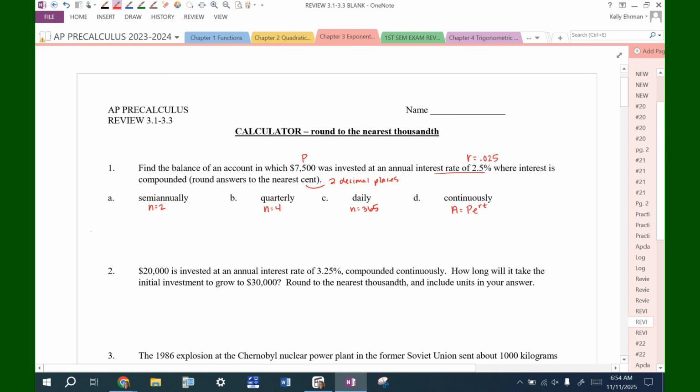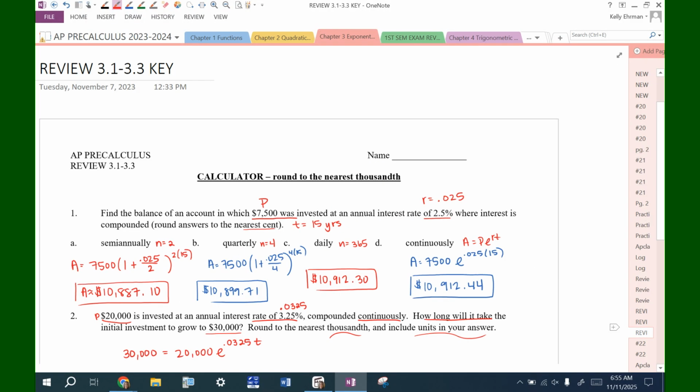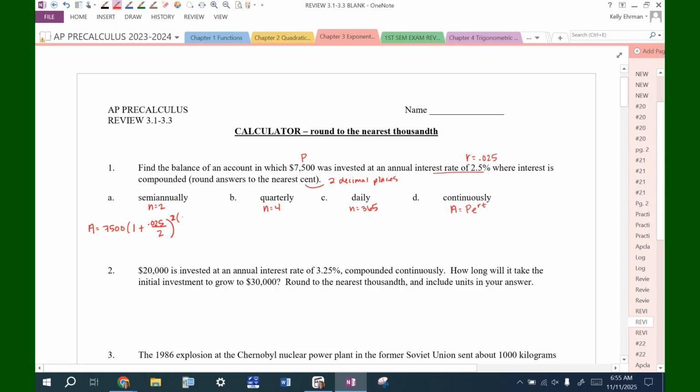All right, so for this first one, the balance should be 7,500 times 1 plus R over N raised to the N, N is 2, raised to the N times T value. So find the balance. Oh, how many years do we have? I seem to have left that out. T equals 15 years. Okay, sorry about that. So to the 15th power. So T equals 15 years.